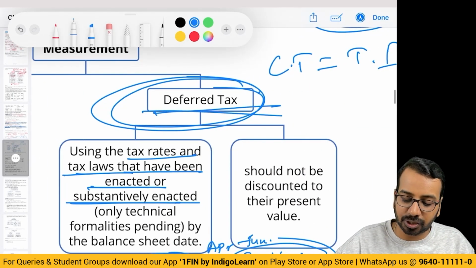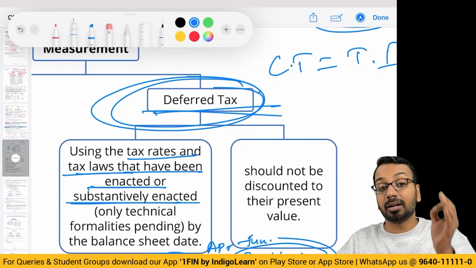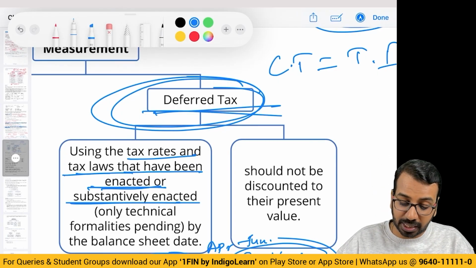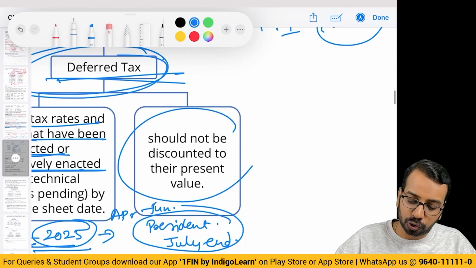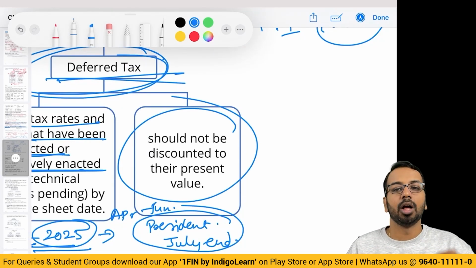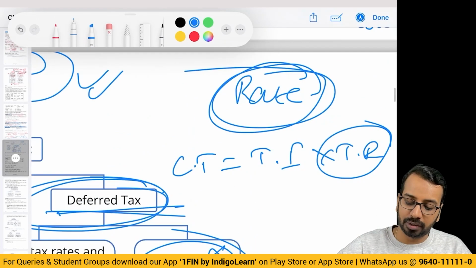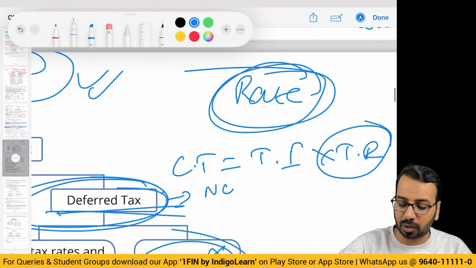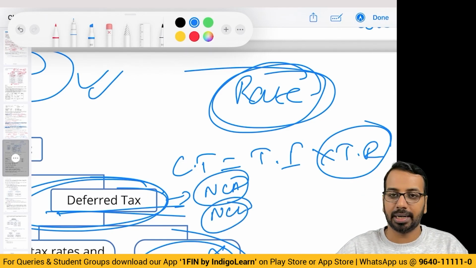For deferred taxation, there is either the enacted rate or the substantively enacted rate, which should be considered, and you should not discount it to present value, because you cannot reliably measure when the reversal will happen. So this should not be done. And always remember, deferred tax asset or liability will always be shown as non-current asset and non-current liability.